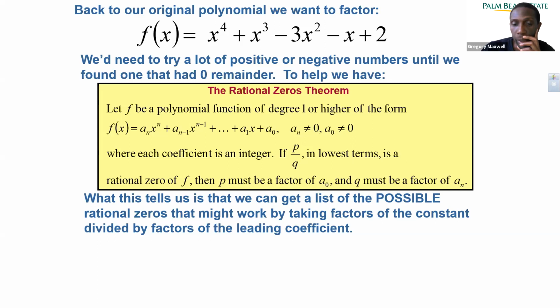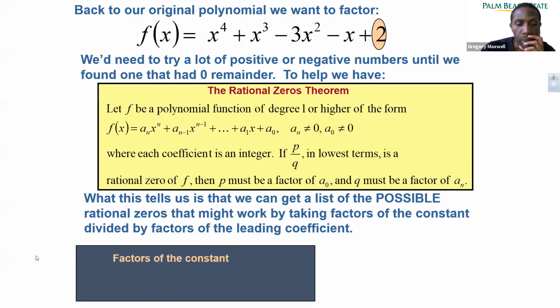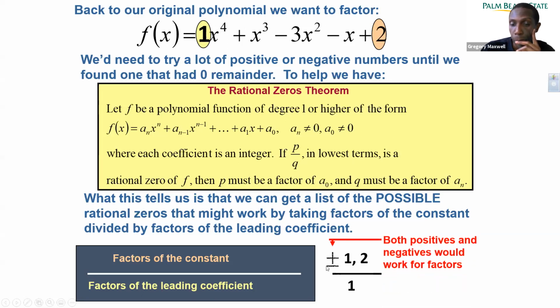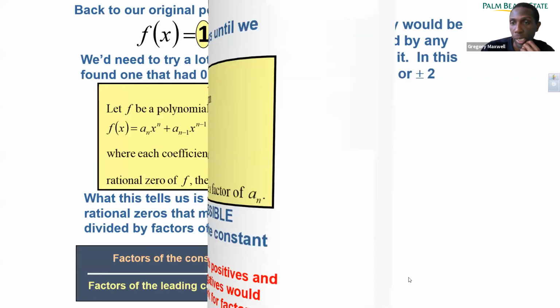Just the number 1, that's correct. So then what we do is we just write down the factors of 2 and the factors of 1 and divide all the factors of 2 by the factors of 1. And then we put plus or minus, so it could be positive or negative. So the answer here would be positive 1 over 1 or negative 1 over 1, positive 2 over 1 or negative 2 over 1. So that we end up with 2 possible factors here, positive or negative 1 or positive or negative 2.